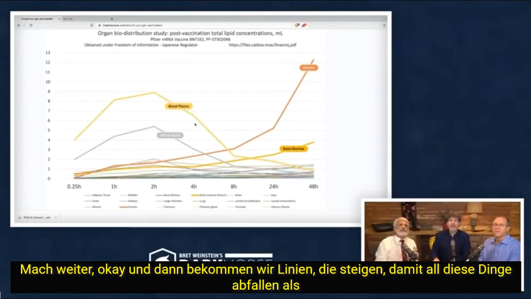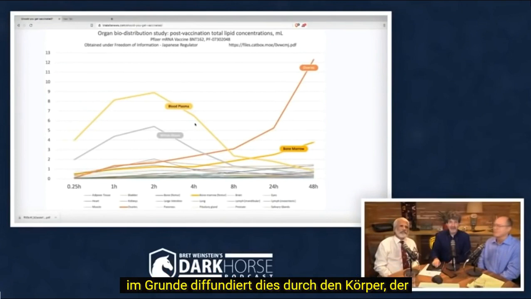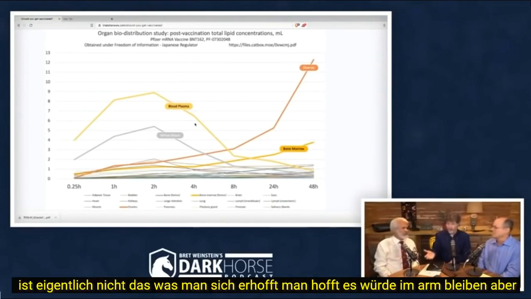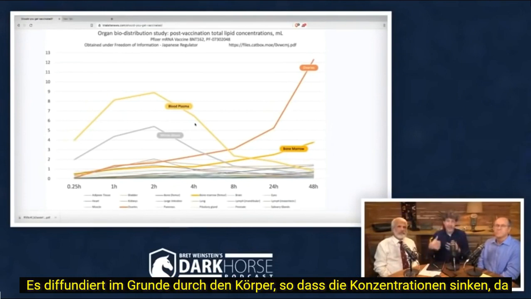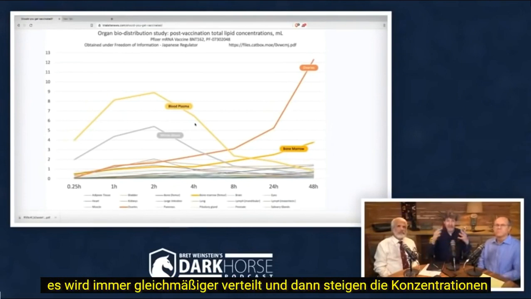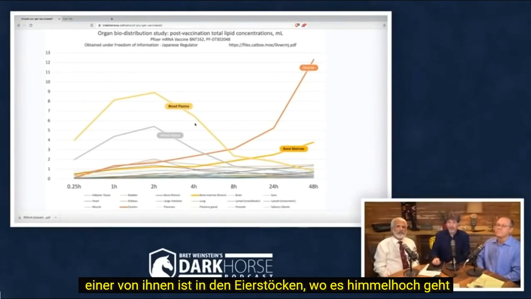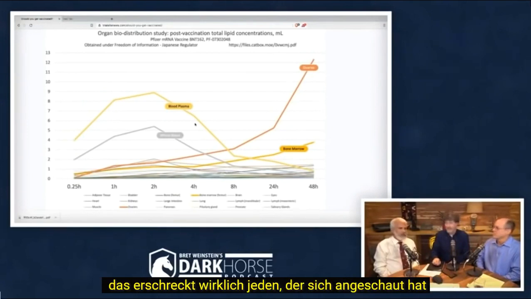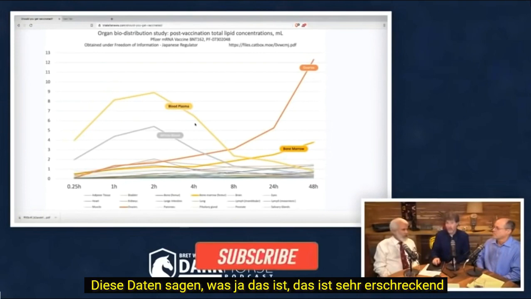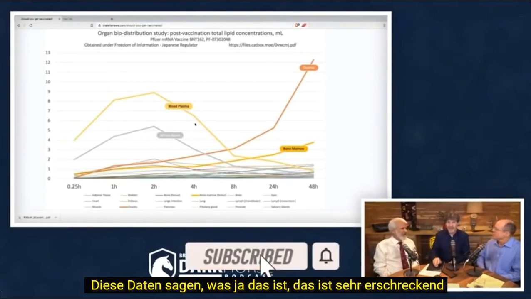And then we get lines that rise. All of these things decline as this diffuses through the body, which is not what you would hope. You would hope it would stay in the arm, but it's diffusing through the body. So concentrations are dropping as it gets more evenly distributed. Then concentrations are rising conspicuously in two places as we close in on 48 hours. One of them is in the ovaries, where it goes sky high. That's really frightening. Anybody that's looked at this data says, what? Yes, that is a very frightening signal.